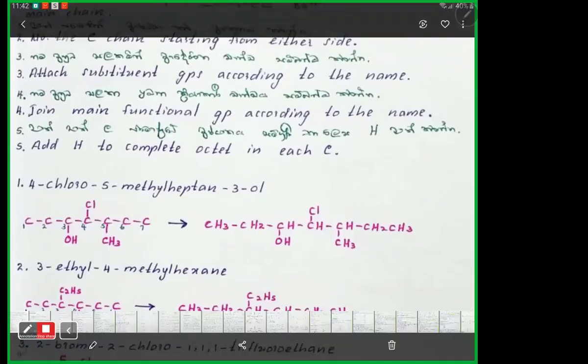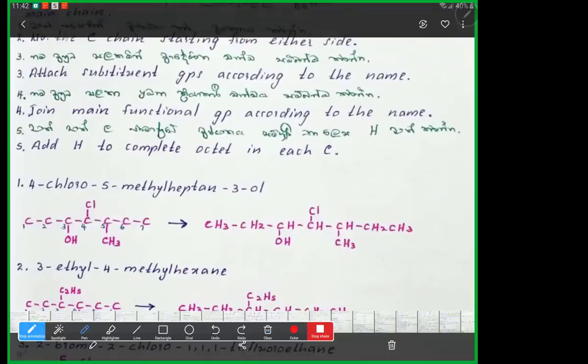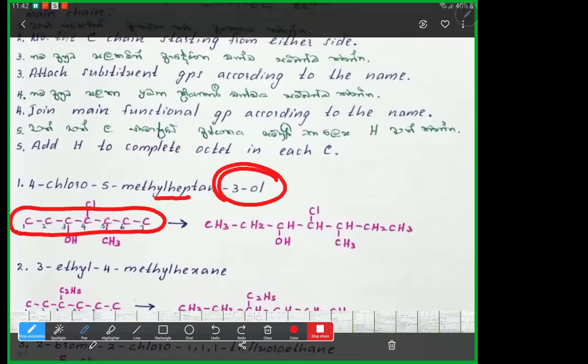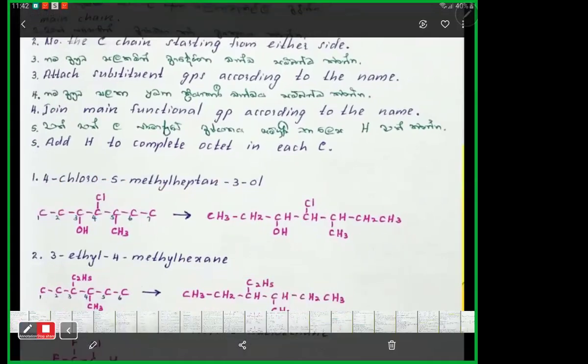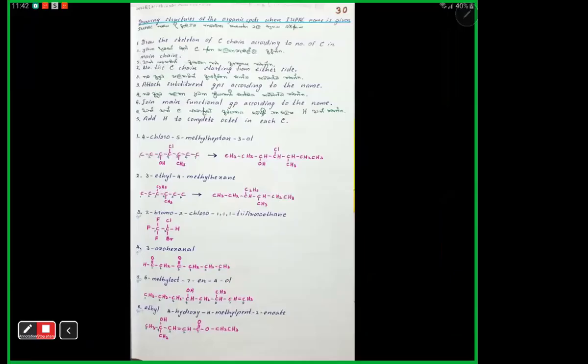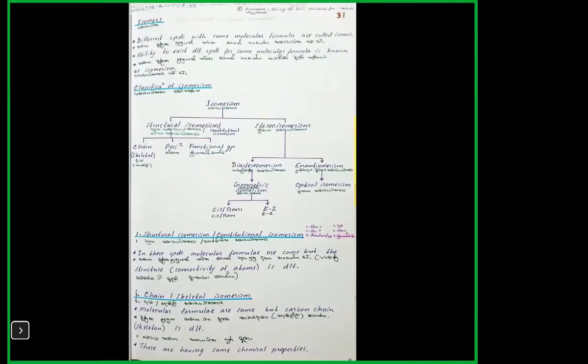You have to go with this name. So this is hept, that is 7 carbon. So you are just drawing 7 carbon. Then the last name is the main functional group. Then go one by one and fill these gaps with the given groups. So that's the easiest way to get these structures.